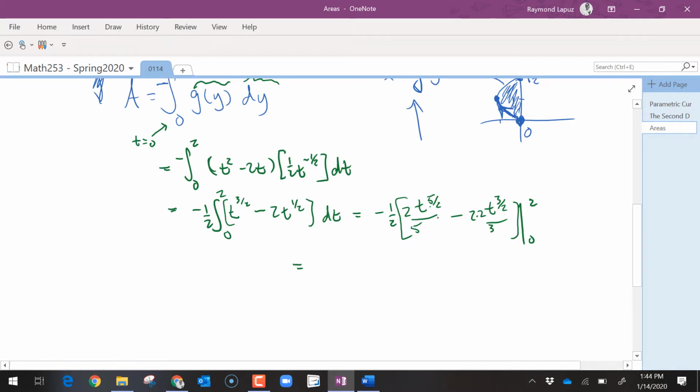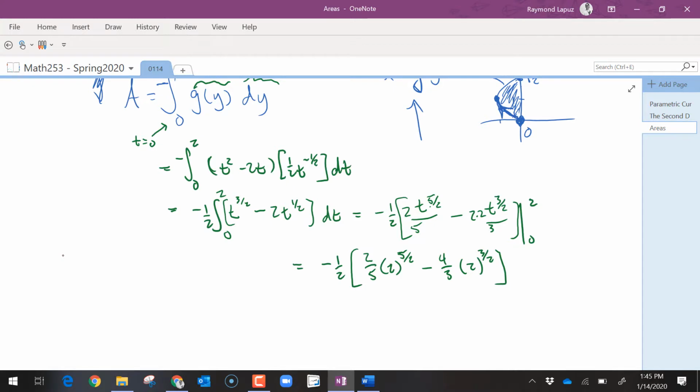What happens? Let's put 2 in there. We have, I hate math, I mean, algebra, whatever. Negative 1/2, 2/5 times 2 to the 5/2 minus 4/3 times 2 to the 3/2. Oh, I hope this is positive.